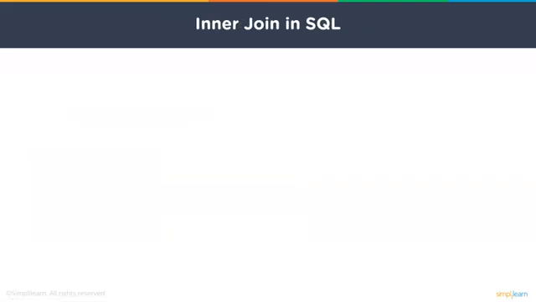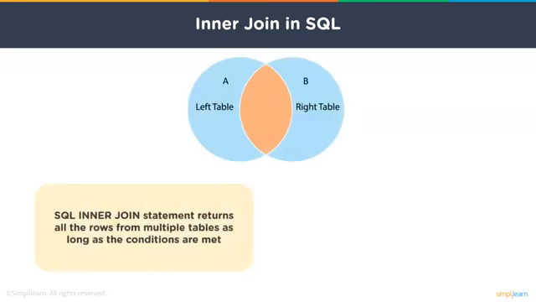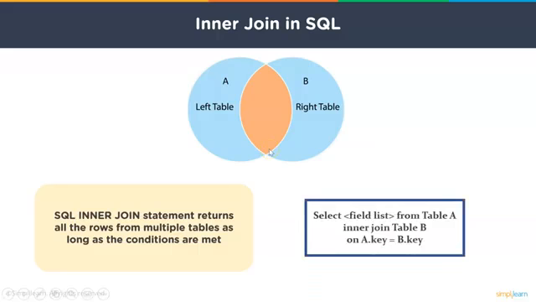So first we have an inner join. The SQL inner join statement returns all the rows from multiple tables as long as the conditions are met. From the diagram above, you can see that there are two tables, A and B. A is the left table and B is the right table. The orange portion represents the output of an inner join, which means an inner join returns the common records from both the tables.